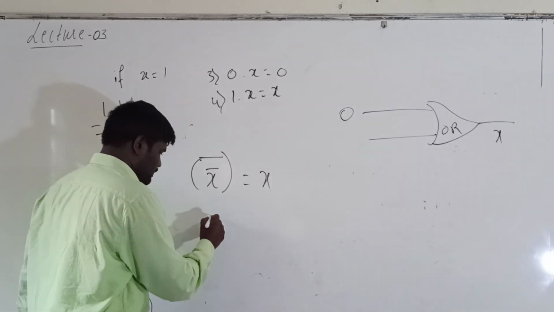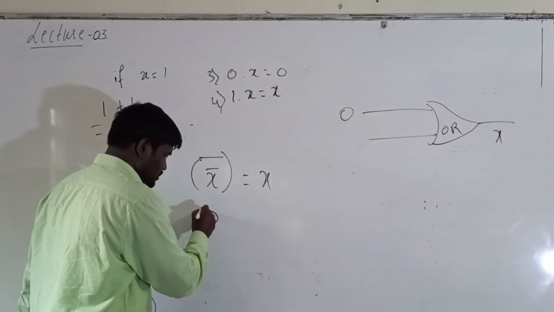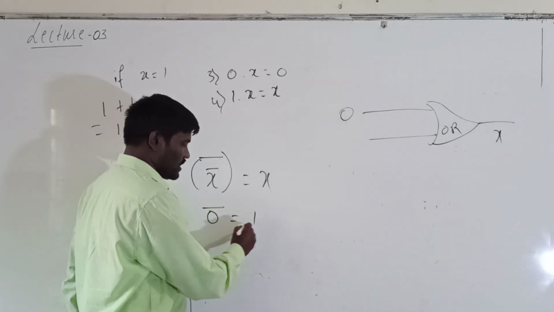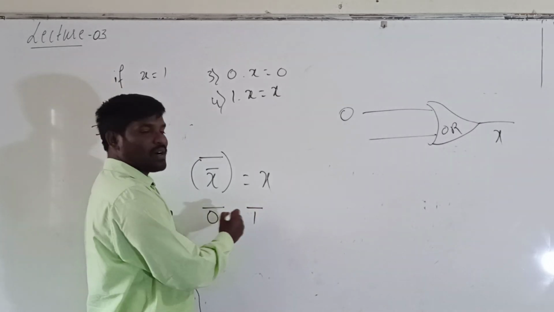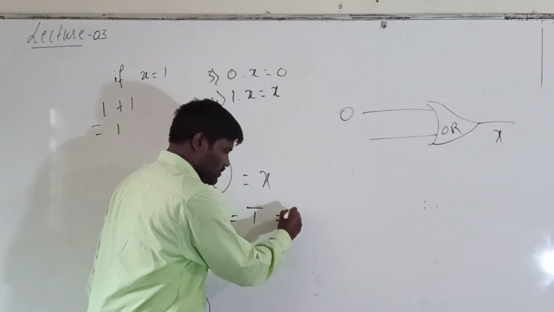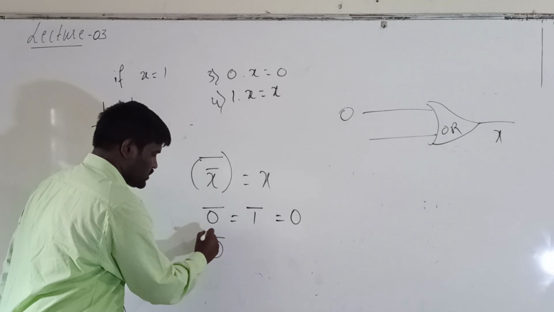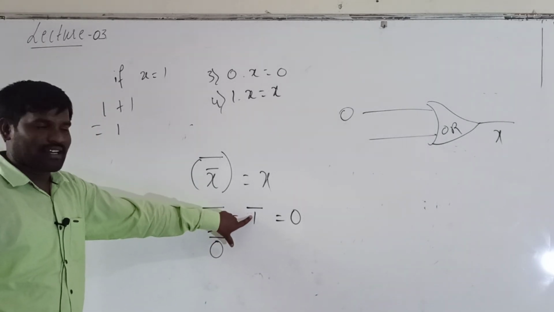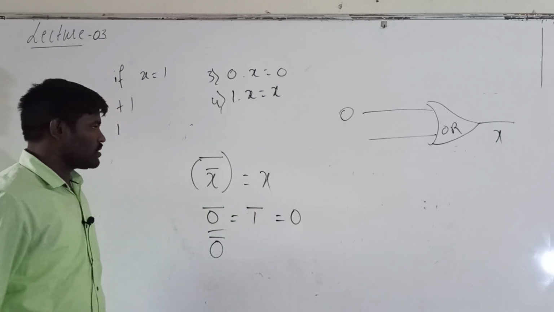For example, 0 complement is equal to 1. Again, if I apply complement to 1, it means 0. It is equivalent to 0 double bar. 0 complement means 1 bar, and 1 complement means 0.